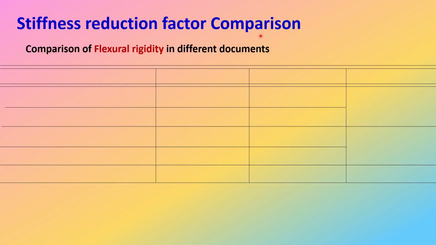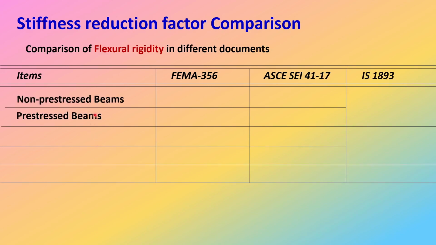Now let us compare all three documents that we have visited in a single slide so that we can compare. So we are putting the items, then FEMA 356, ACI 318-17 and IS 1893 2016. Non-prestressed beams and prestressed beams are given as 0.5 and 1 stiffness reduction factor in FEMA. For ACI it is less. In FEMA it was more. With experience it was noticed it should be considered less, so it has been taken 0.3. And when it is prestressed, 1.0.